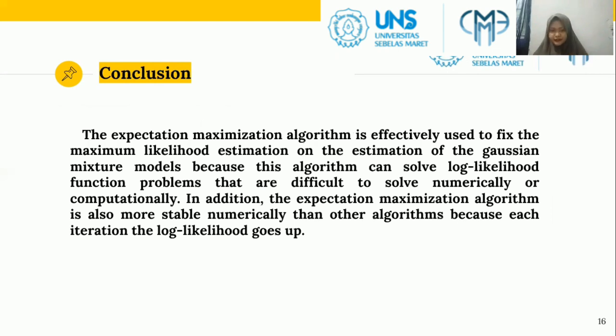The conclusion is that the expectation maximization algorithm is effectively used to find the maximum likelihood estimation in the estimation of Gaussian mixture models, because this algorithm can solve log likelihood function problems that are difficult to solve numerically or computationally. In addition, the expectation maximization algorithm is also more stable numerically than other algorithms because in its iteration, the log likelihood goes up.